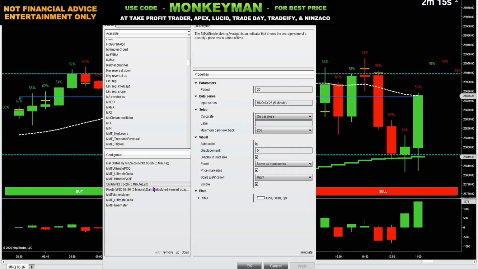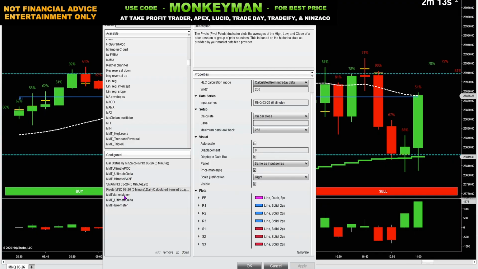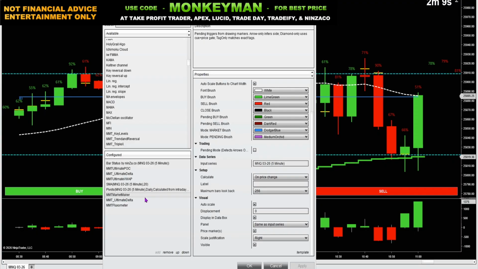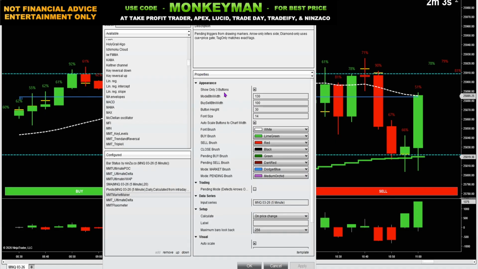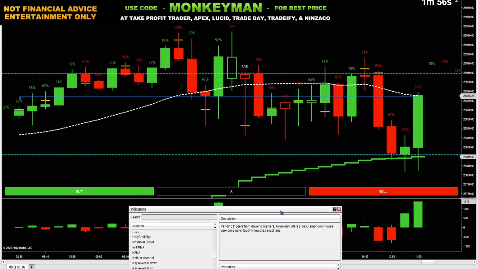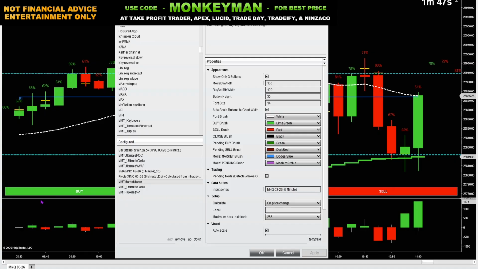I've got the 20 SMA on the chart. I've got the pivots on the chart. I've got the MMT market maker chart buttons on the chart. I've got this in special 3-button only mode, just the buy, close, and sell buttons. So there's no pending or market order button, just the buy, sell, and close. It's just helping me take market orders easily on the chart with those gigantic buttons. You can also choose the size of these buttons, the height, all the colors.